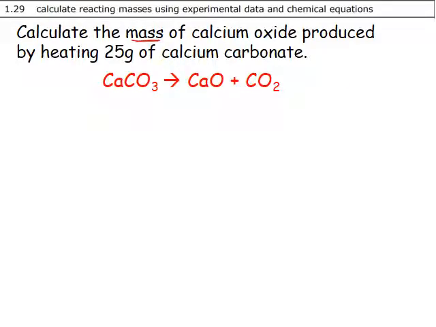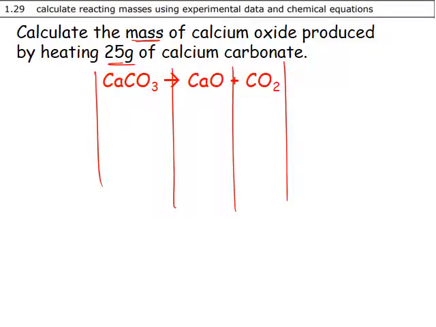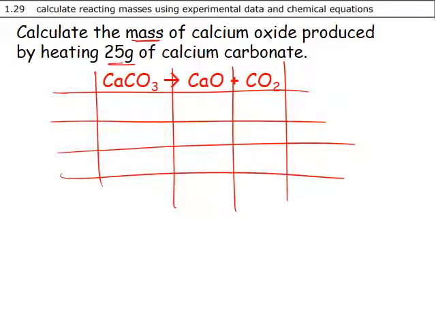We're going to calculate the mass of calcium oxide produced by heating 25 grams of calcium carbonate. When working with these equations, when you're trying to calculate the mass from the balanced chemical symbol equation, I think it's always best to draw a table. You can put all your values in, and it organizes all the information you have, because it can get a bit mind-boggling.